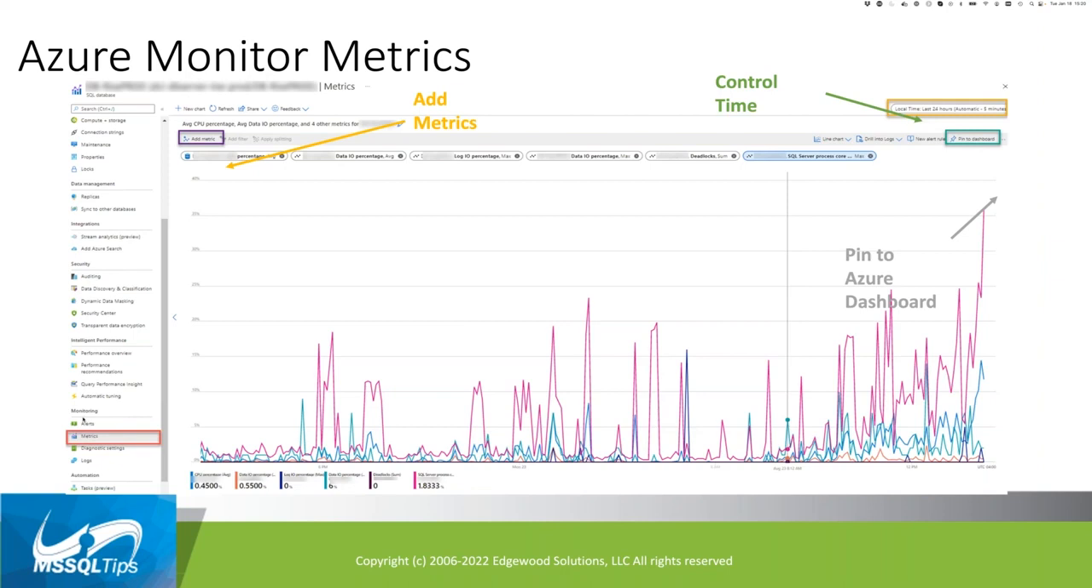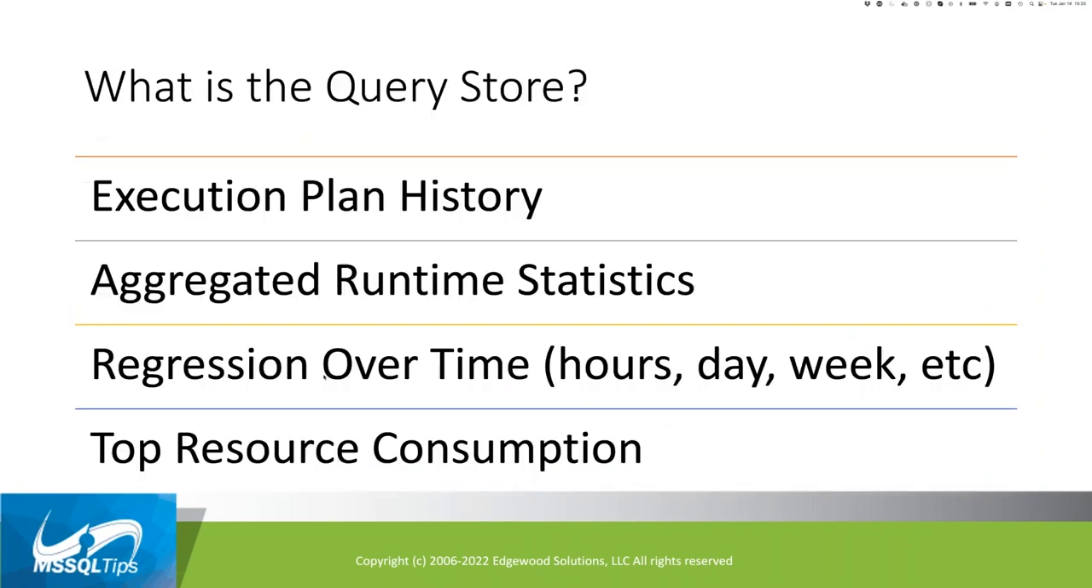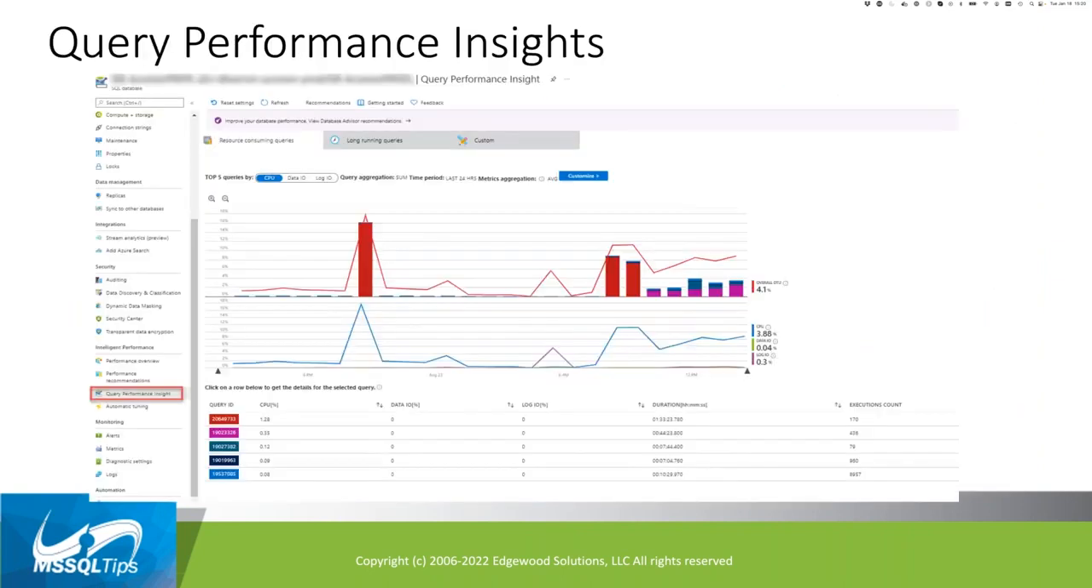But this is under the monitoring blade. And when we talk about the portal, we always describe these things as blades, so just FYI. So here you click on metrics. You can add additional metrics. This graph is, sorry about that, jumped ahead a bit.